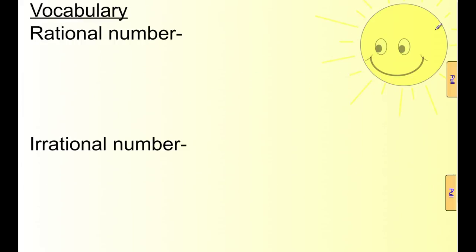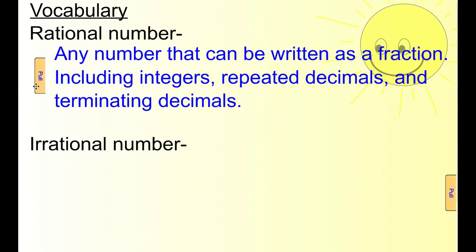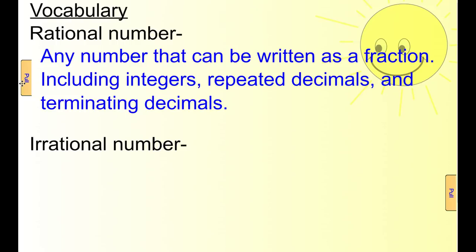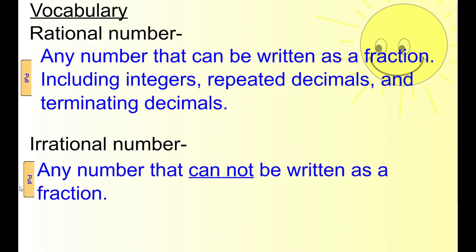Vocabulary, we have 2 vocab words, and these are the same vocab words as the last lesson. Nothing new. First one says a rational number is any number that can be written as a fraction. This includes integers, repeated decimals, and terminating decimals, which we looked at in the last lesson. An irrational number is a number that you cannot write as a fraction. It can't be done. Numbers like pi or a square root of a number. If you hit a number and hit square root and it gives you a big ugly decimal, that's irrational. That decimal actually will never stop and never repeat.